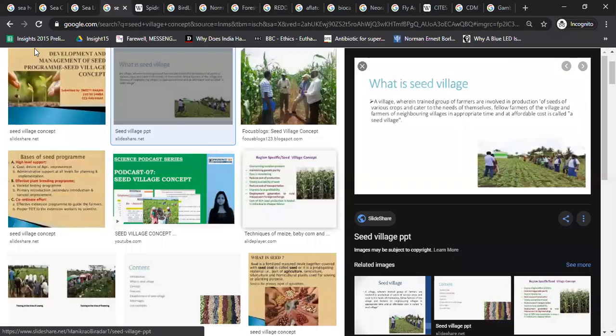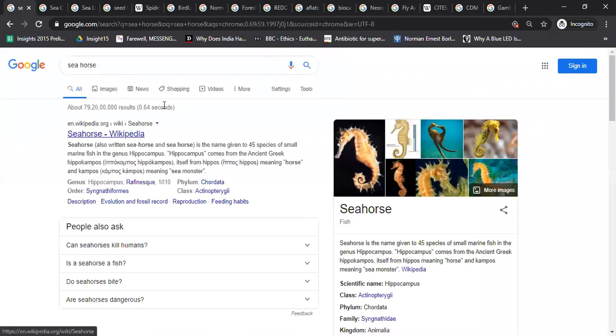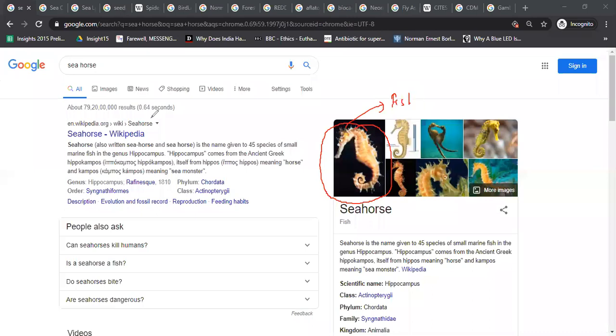We don't forget how they look. If you look at a certain figure, now these are seahorses. So the figure you're seeing here is a seahorse, and this is a fish. Seahorse is a fish. And what are mammals?